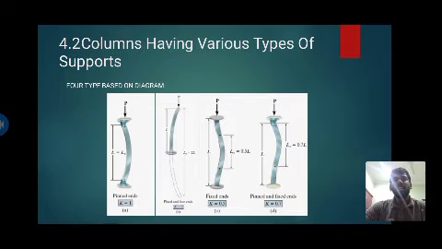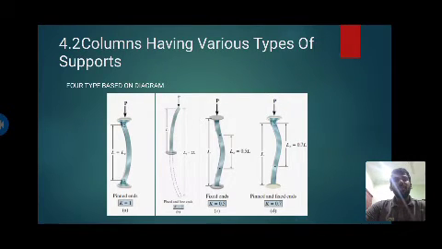For the column fixed at its ends, figure C, the inflection points of zero moment are L over 4 from each support. The effective length is therefore represented by the middle half of its length, that is LE equals 0.5 L.